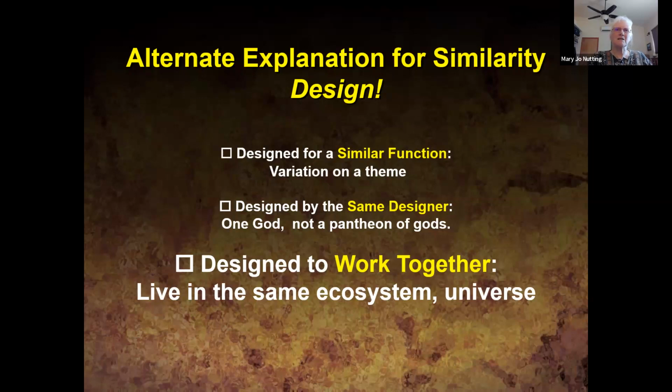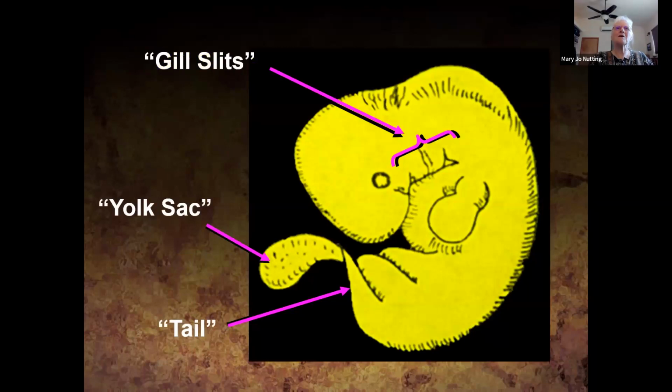And then another explanation is that they are designed to work together. They have to live in the same ecosystem, the same universe. They utilize the same chemicals. The processes of chemistry and physics work the same in all these various creatures. And so there are certain parameters that living things have to conform to in order to even be alive. And so there are explanations why things might be similar that are different than the explanation of mutation by natural selection.